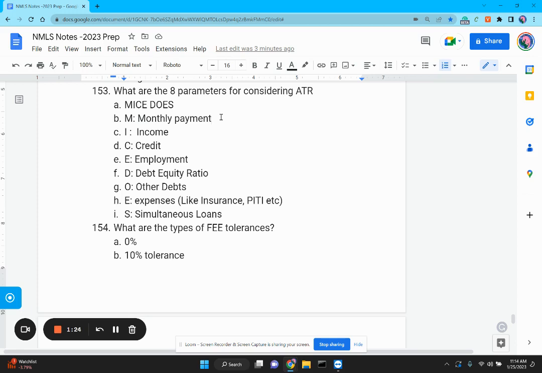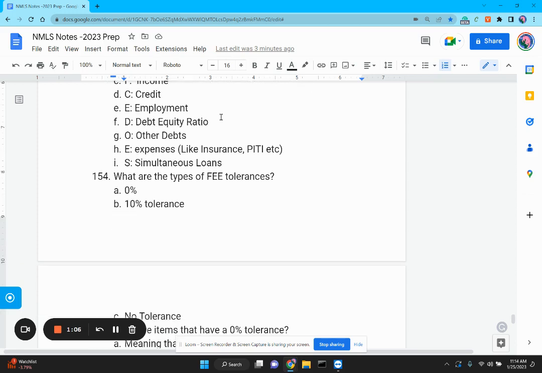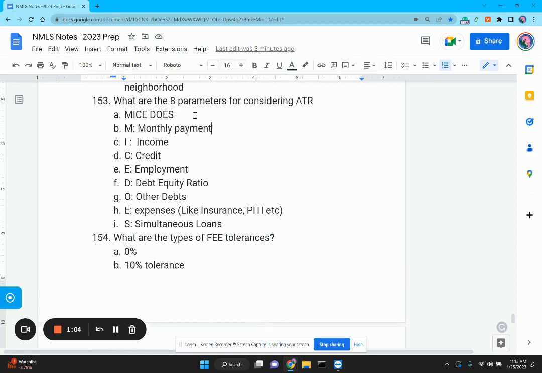And then the next one is your expenses. The expenses would include your insurance, PITI, which is again insurance and tax. And then the next thing that's considered is the simultaneous loan. So let's say you have any other personal loans that have been taken. These eight parameters are really important for you to consider who is eligible to repay. What's your ability to repay?